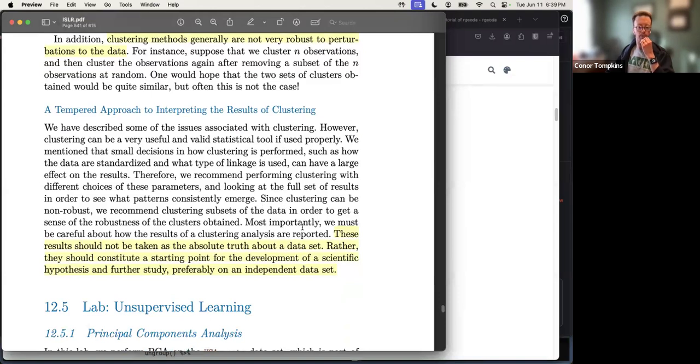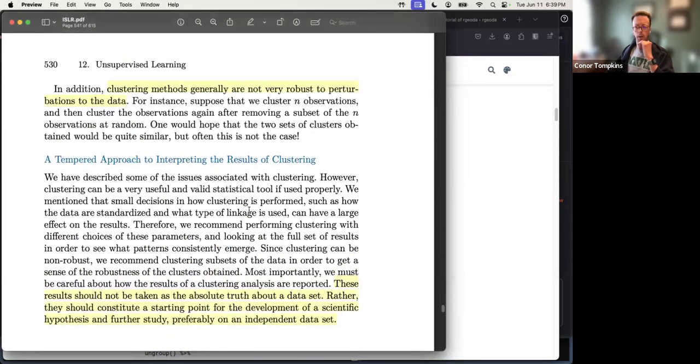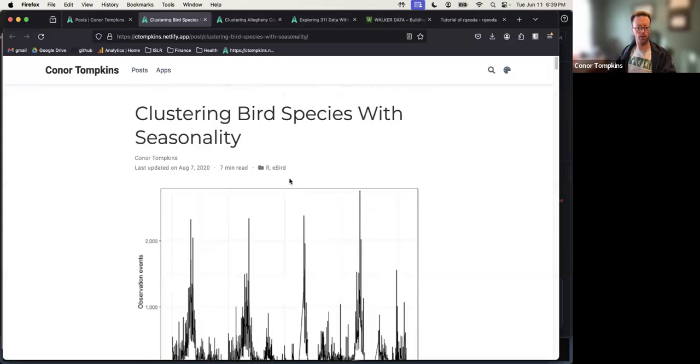Again, it's not about finding absolute truth because there's no response variable. There's no correct answer. It's more about exploratory data analysis and developing hypotheses. All right, so that's the content from the chapter. I did have a couple examples, two of which I've done.